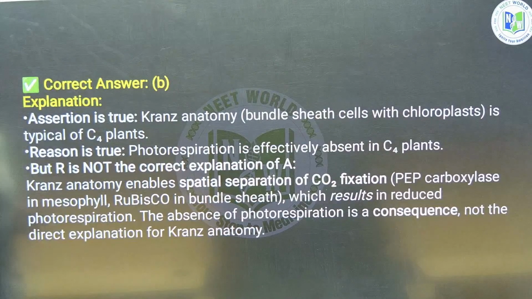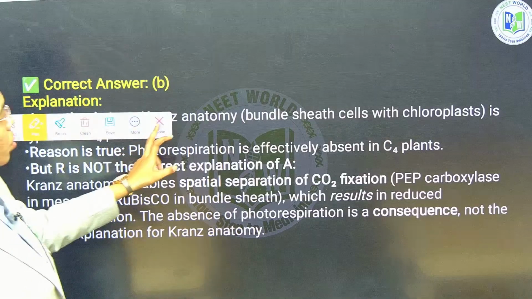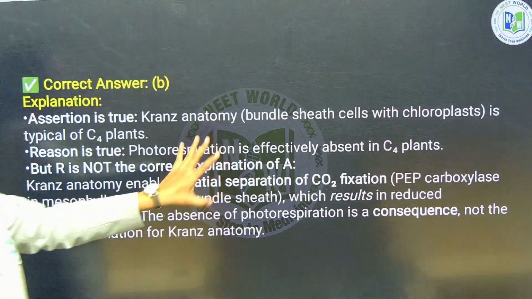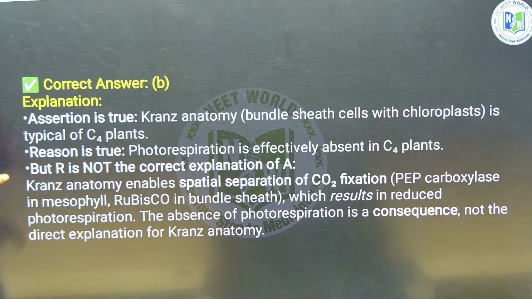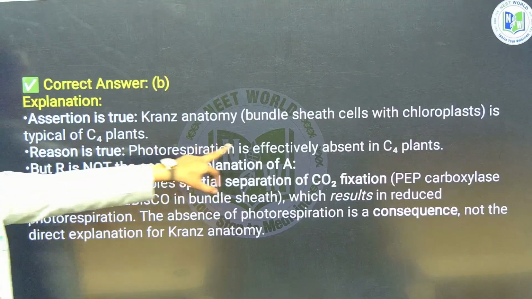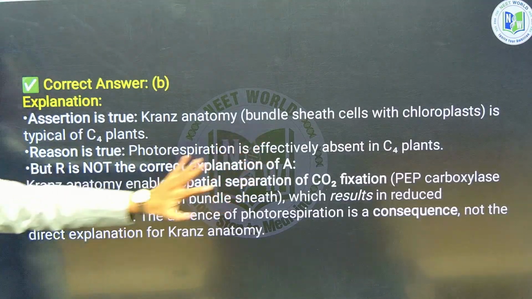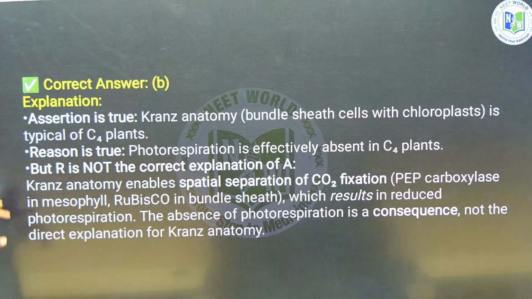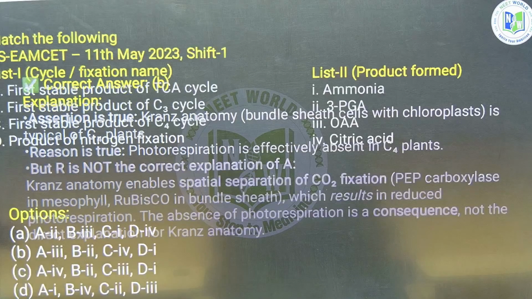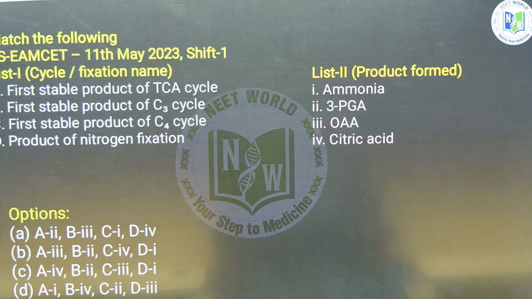Here we go with this. Look into the explanation also. Assertion is true because bundle sheath cells have agranal chloroplasts. Reason is also true. Photorespiration is effectively absent in C4 plants, but it is not correctly explaining the assertion, and here is the explanation which I have already given to you. Look into the next question.